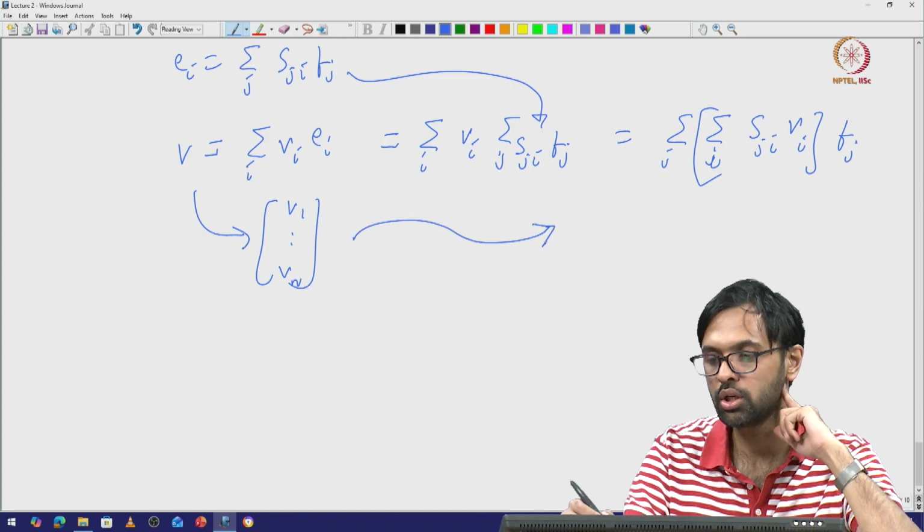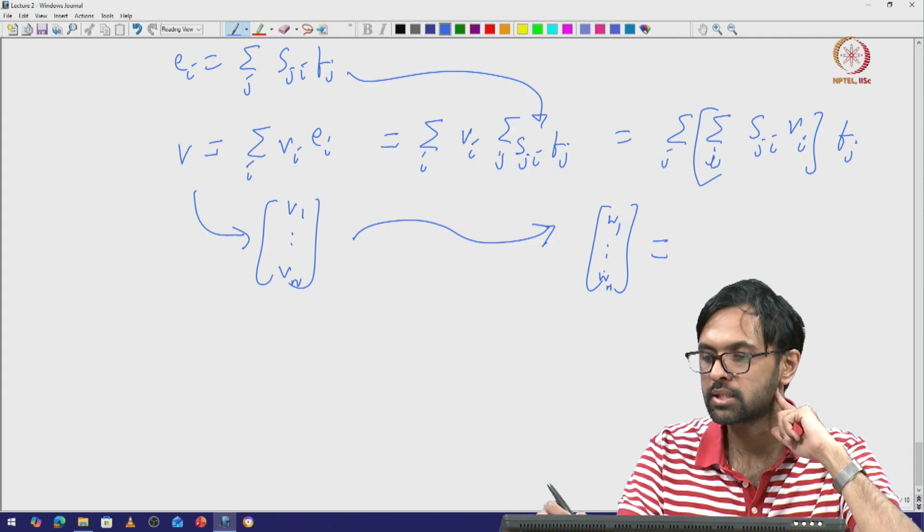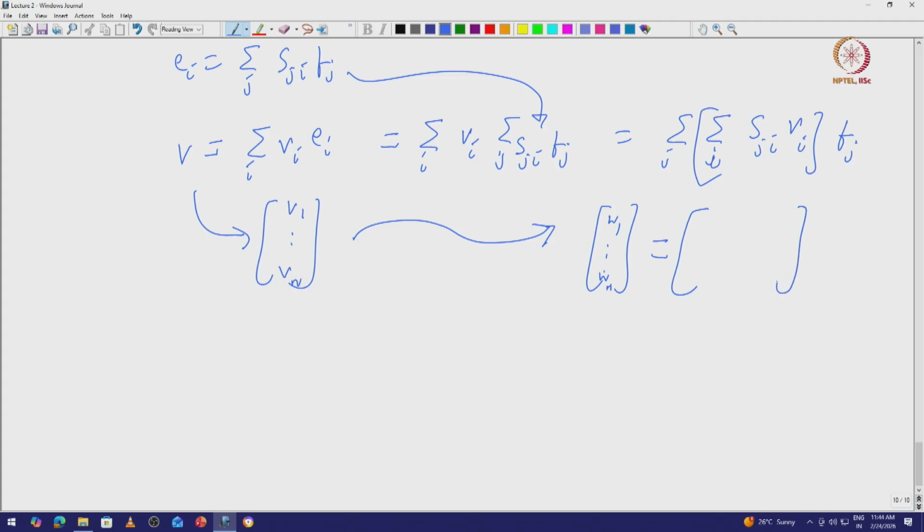In other words, this column vector, which represents V in the old basis, changes to a new column vector in the new basis, let's call it W if you wish. This is given precisely by the matrix multiplication of the old column vector by this matrix formed by these scalars.